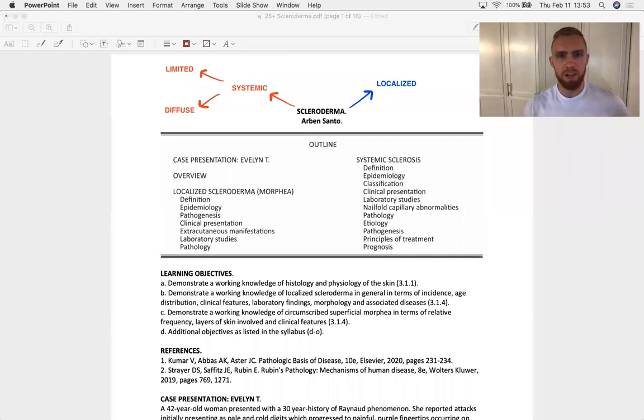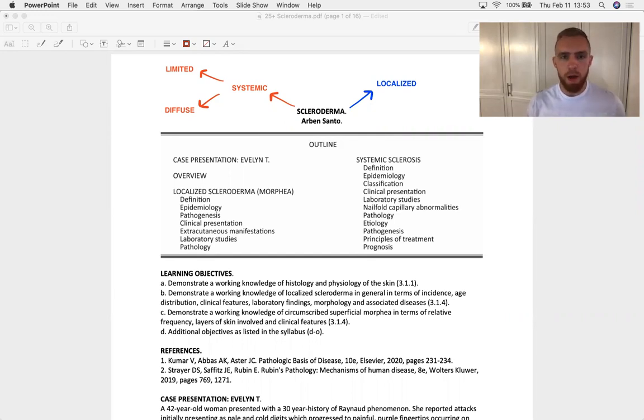Hello, let's discuss scleroderma. Leading off, I would like to talk about some vocabulary, some classification to make sure we are all on the same page. There are two big subtypes of scleroderma: systemic and localized. Localized scleroderma is confined to the skin. You do not see visceral involvement.